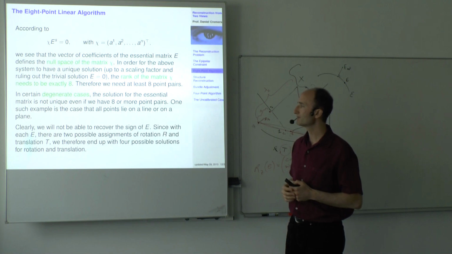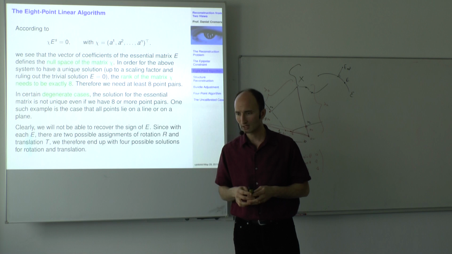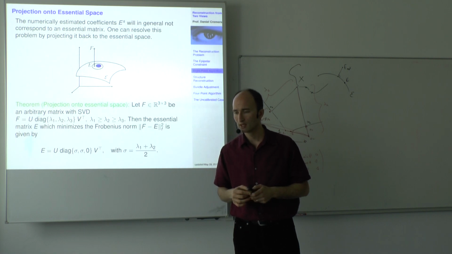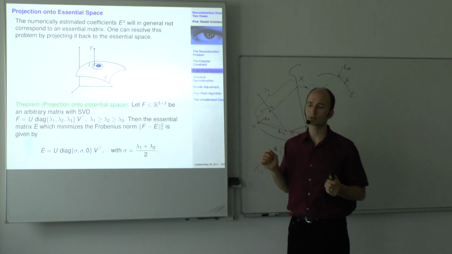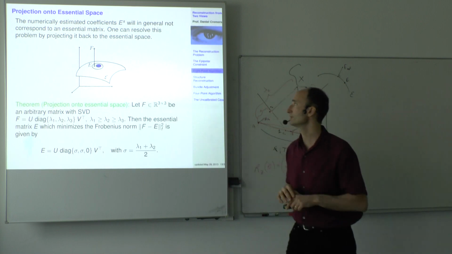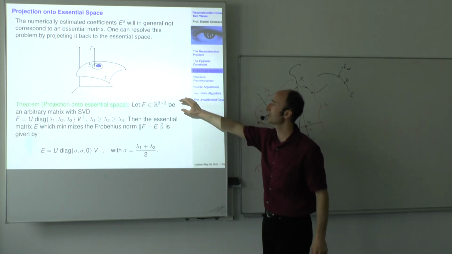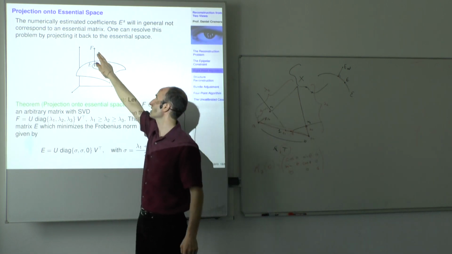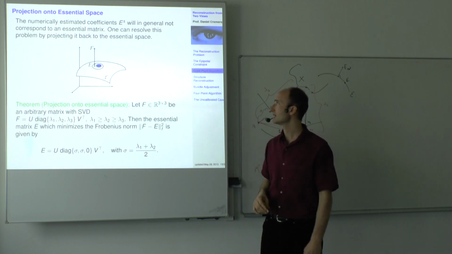In practice, it's fairly easy to find the right one. I'll get to that in a second. But first of all, I mentioned we want to do estimation, and in the algorithm we want to make sure that the matrix we estimate is an essential matrix. So for any matrix, let's call it F, we want to project down and find the nearest essential matrix, E.